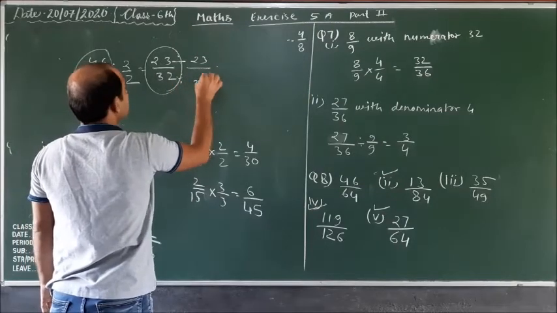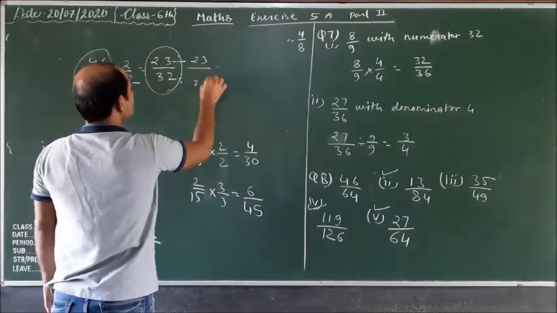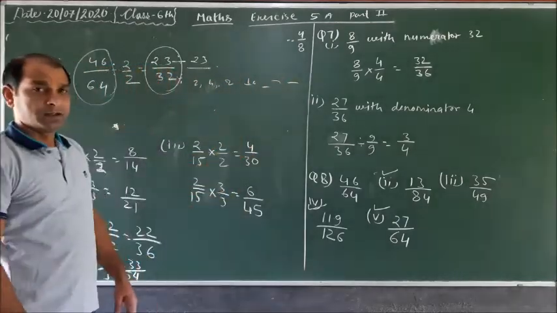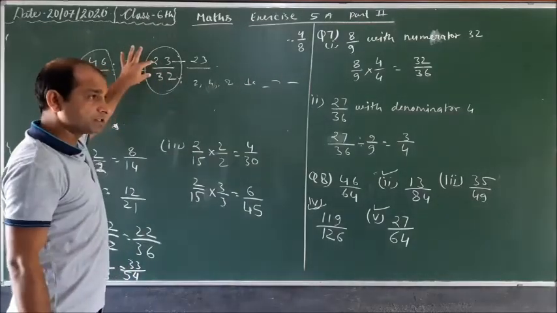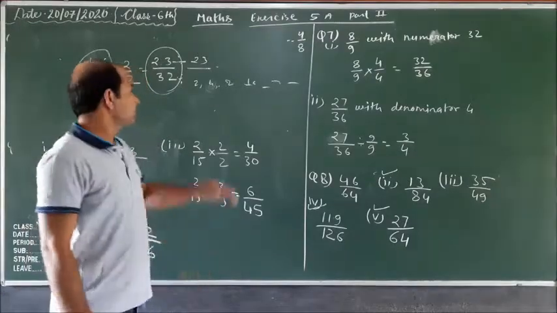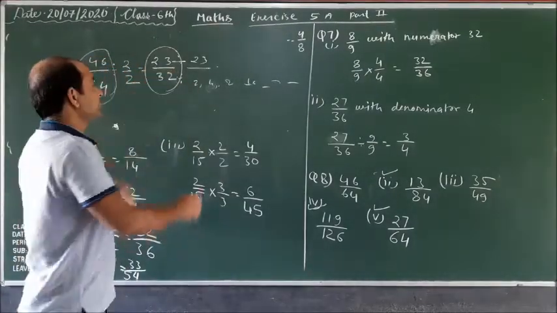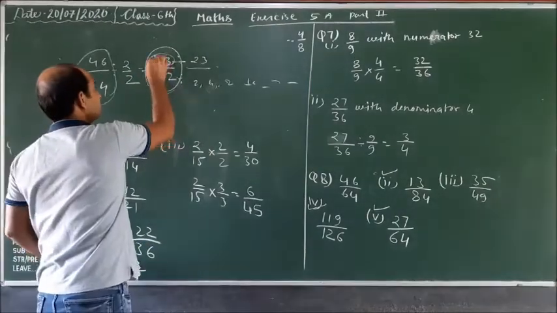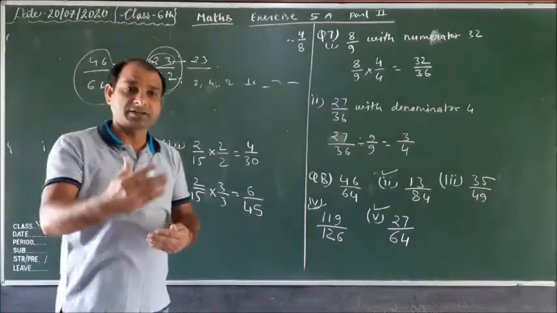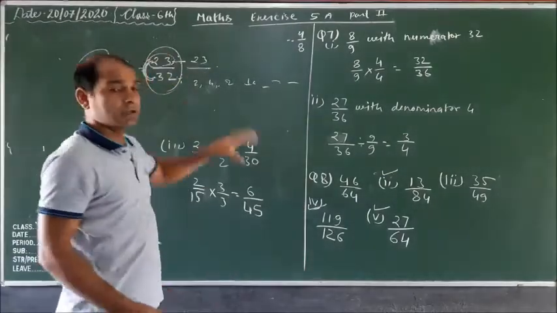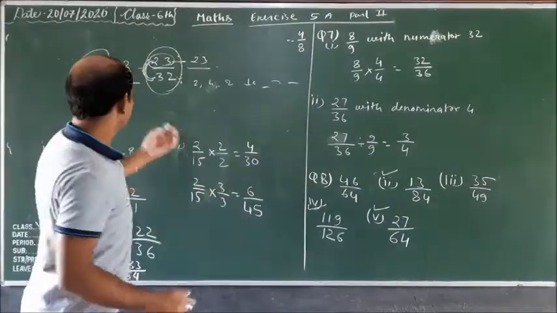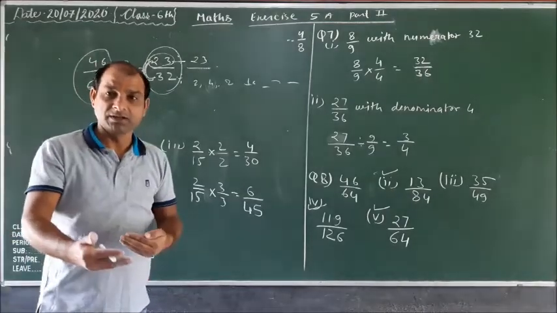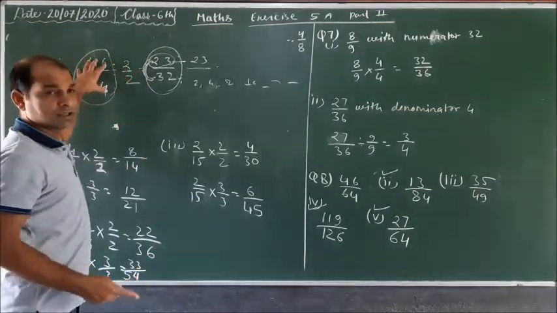23 is divisible by 23, and 32 is divisible by 2, 4, 8, 16, 32. This number and that number are divisible by different numbers. This is divisible by only 23, because 23 is a prime number. So it is divisible by only 23. If both numerator and denominator are divisible by different numbers, then that fraction is in the simplest form. Otherwise, if numerator and denominator are divisible by the same number, then it is not in the simplest form.